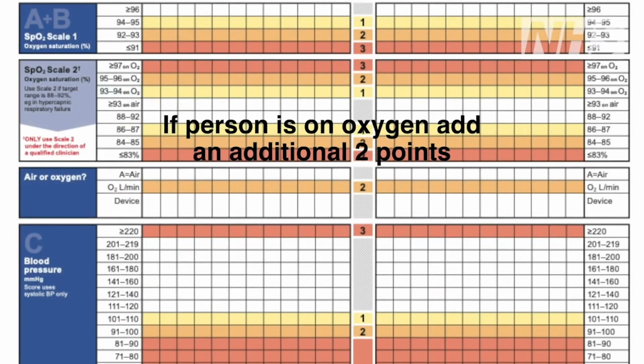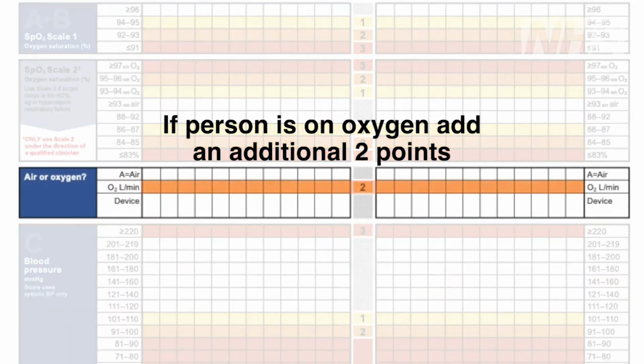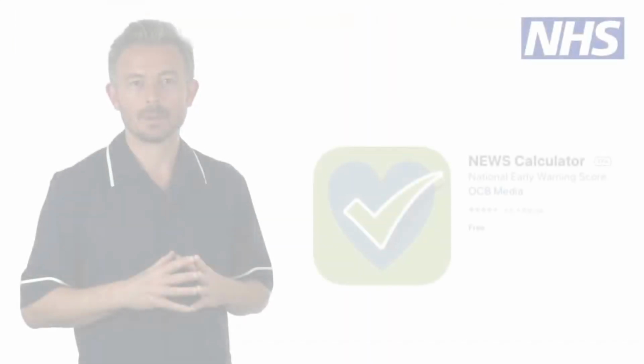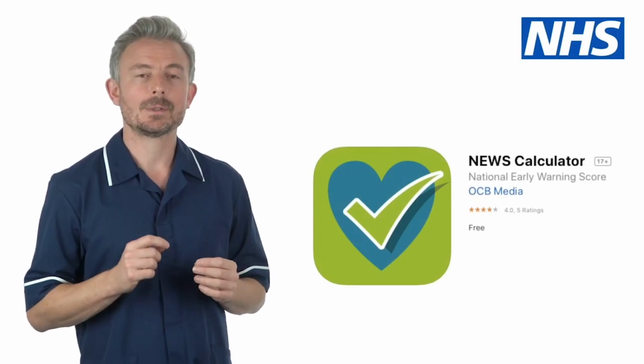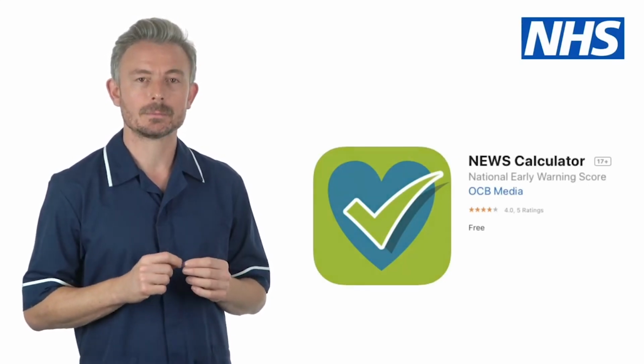The maximum NEWS is 20 points. The higher the score, the more unwell the person is likely to be. Carefully add up the scores for each vital sign. If the individual is on oxygen, they score an additional 2 points. Take care when manually adding up the NEWS. Always recheck your work. If possible, check it using a downloadable NEWS app.